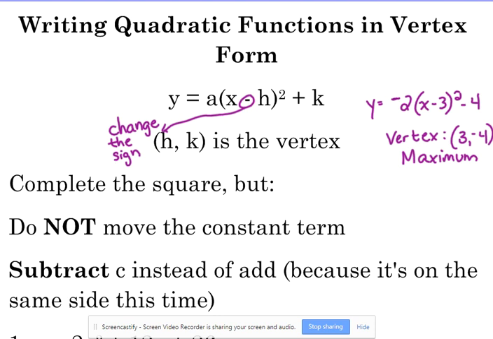Now, to take something from standard form to vertex form, we're going to use completing the square. But we're not going to move the constant term like we did when we were solving. And we're going to subtract that c instead of adding because it's on the same side. Okay, you'll see what I'm talking about when we actually do one, but I just wanted to go ahead and throw that out there for you to write in your notes. So we're going to take something that's in standard form, and we're going to put it in vertex form by completing the square.